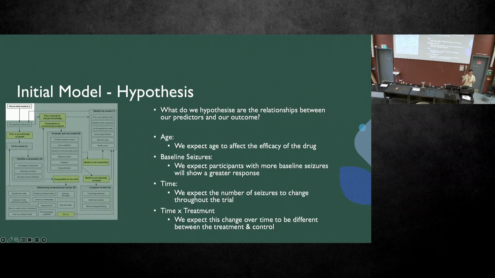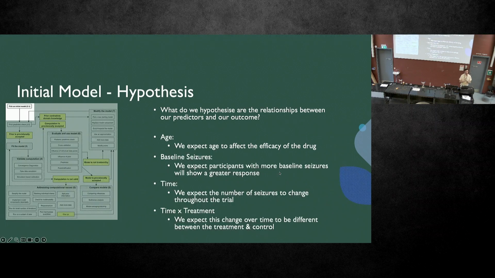And this is a key term here. We expect this change to be different between the treatment and control. For those of you familiar with this kind of modeling, this is an interaction effect. So our coefficient is different between the 2 values of these 2 covariates.